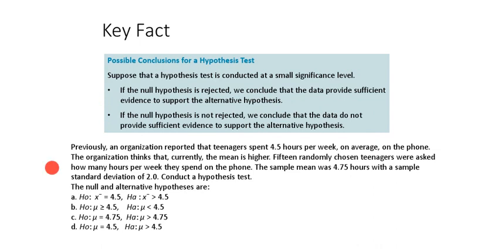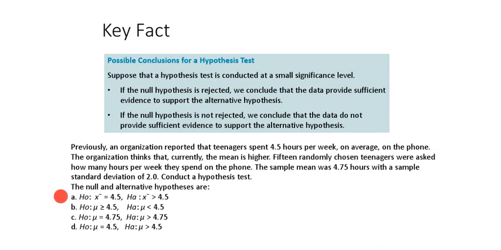Here's a description. Previously, an organization reported that teenagers spend 4.5 hours per week on average on the phone. The organization thinks that currently the mean is higher. 15 randomly chosen teenagers were asked how many hours per week they spend on the phone. A sample mean of 4.75 hours with a sample standard deviation of 2.0 is found from this sample. Let's conduct a hypothesis test. The only question we want to ask right now is, what should be the null and alternative hypotheses?